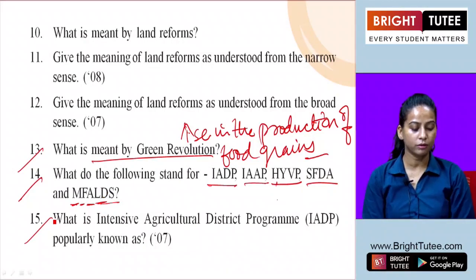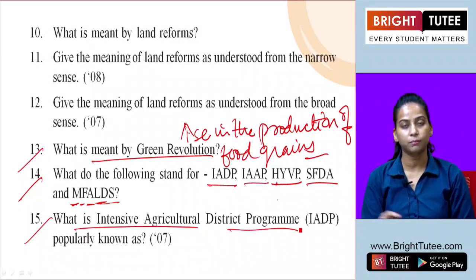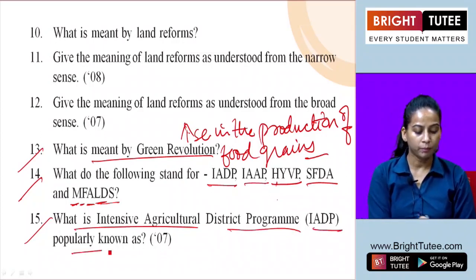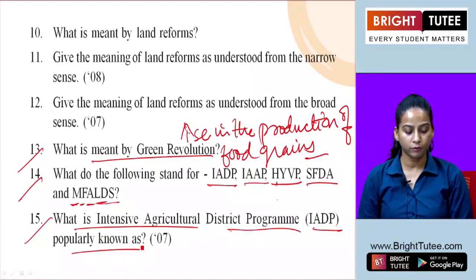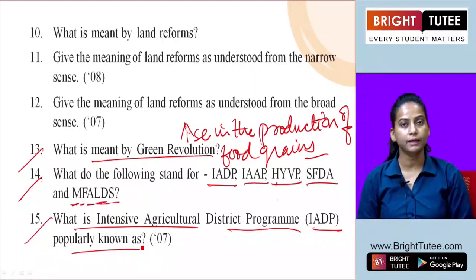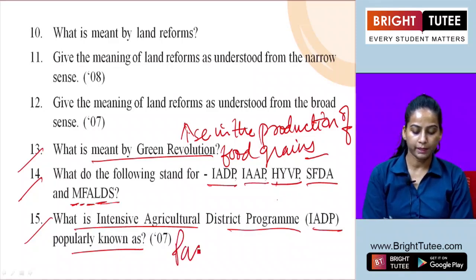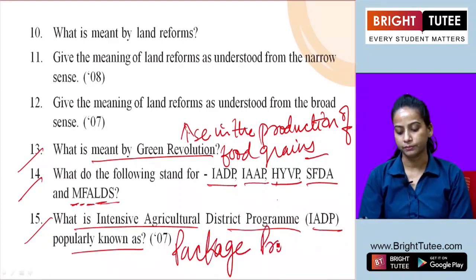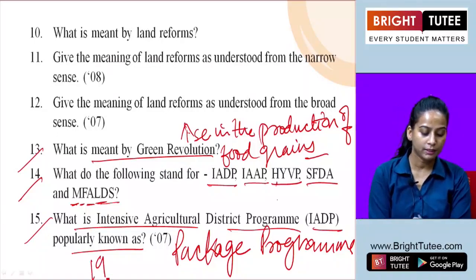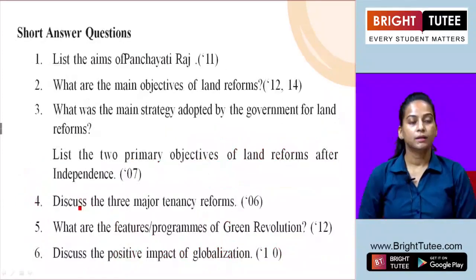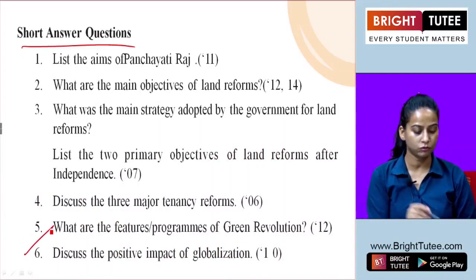The question number 15, based on the same topic, they have asked what is Intensive Agricultural District Program, that is IADP, popularly known as. So what was the proper name? So here we have to mention how we call this IADP. So we can mention it is popularly known as the Package Program that was initiated in 1961.